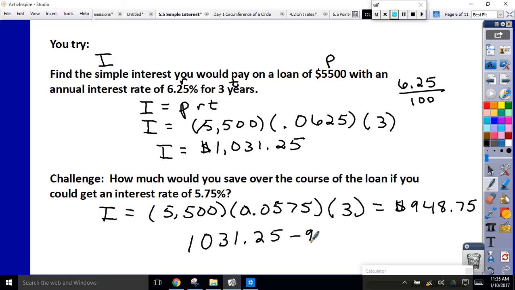$1,031.25 minus $948.75 does come out to $82.50. That's only a 0.5% difference when we go from 6.25 to 5.75. So if we were to go down a whole percentage point, to 5.25, we would save twice as much. Okay, any questions about how to find simple interest?